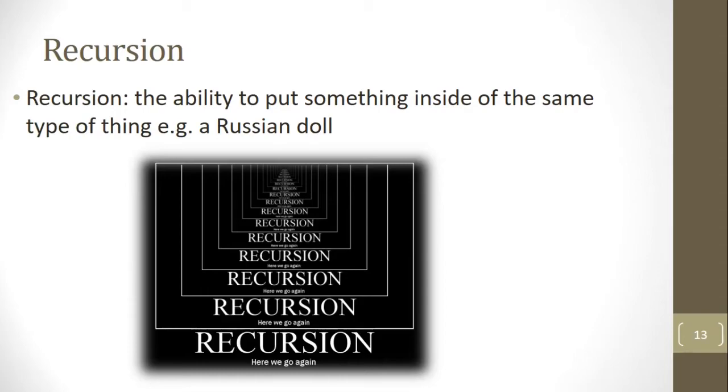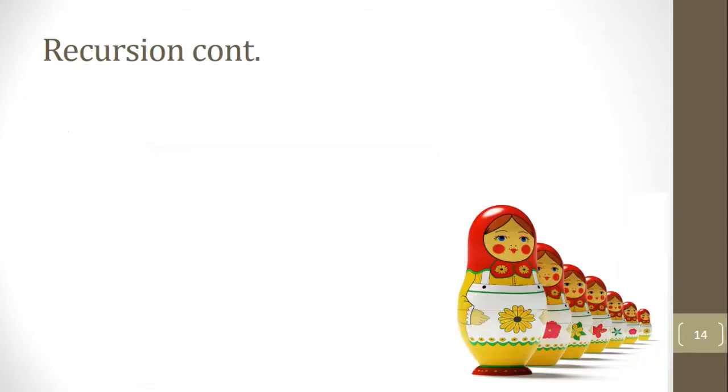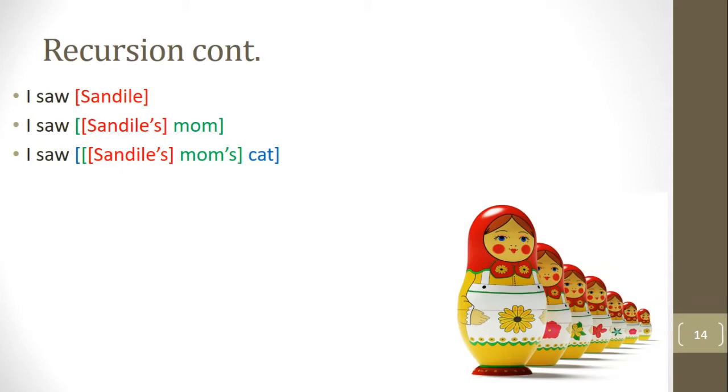When it comes to language, we can see recursion in a number of ways. For instance, we can put noun phrases inside other noun phrases. Let's start with the sentence, I saw Sandile. Now we can take the noun phrase Sandile and put it inside another noun phrase, I saw Sandile's mom. And we can take that chunk and put it inside another noun phrase, and it becomes, I saw Sandile's mom's cat.